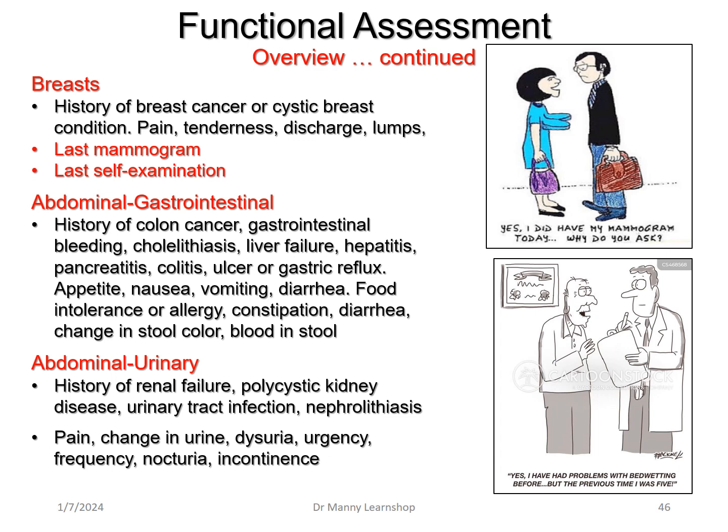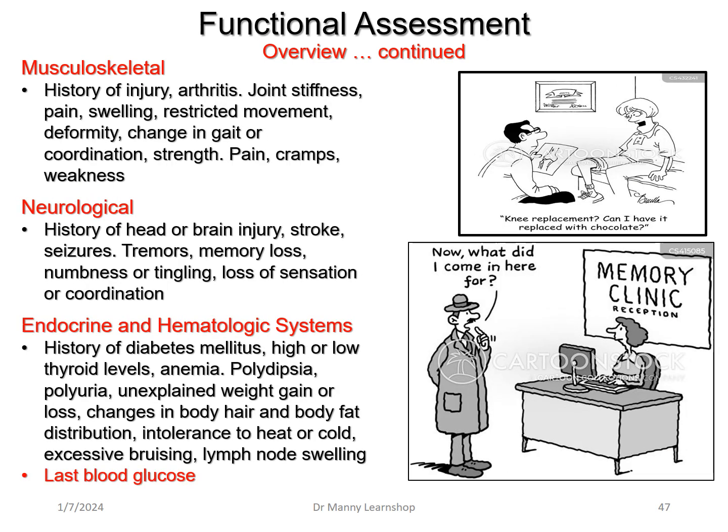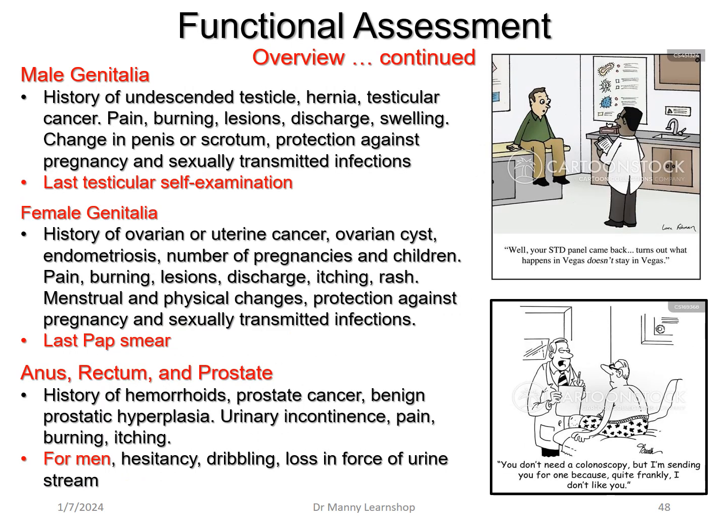Breast examination, male or female, important. Abdominal and gastrointestinal, their abdominal and urinary systems. Their musculoskeletal system, neurologically. Whether they have an endocrine or hematological system issue. The male and female genitalia. And in conclusion, their anus, rectum and prostate.